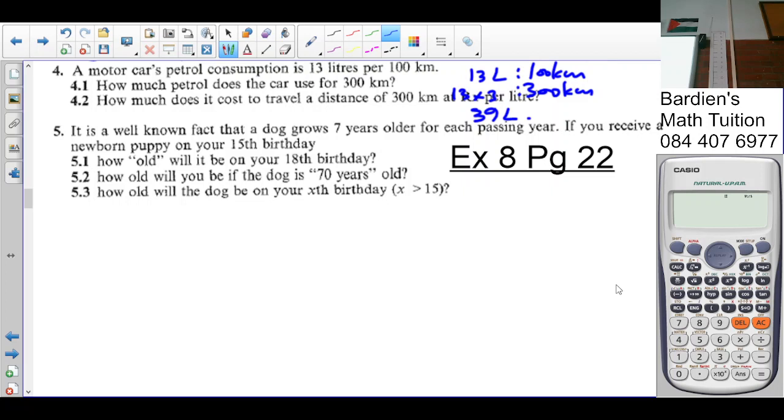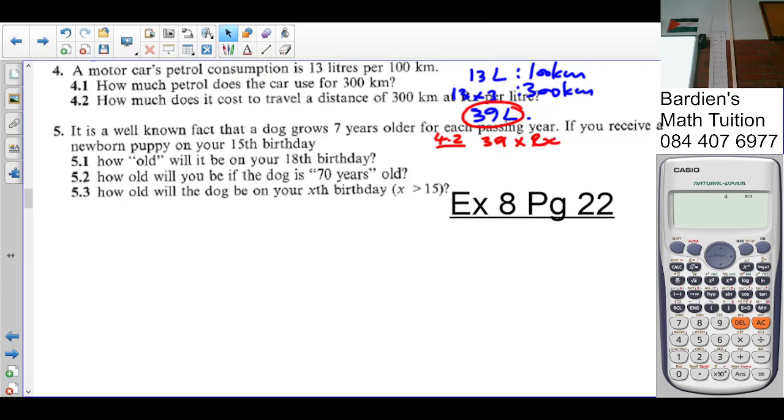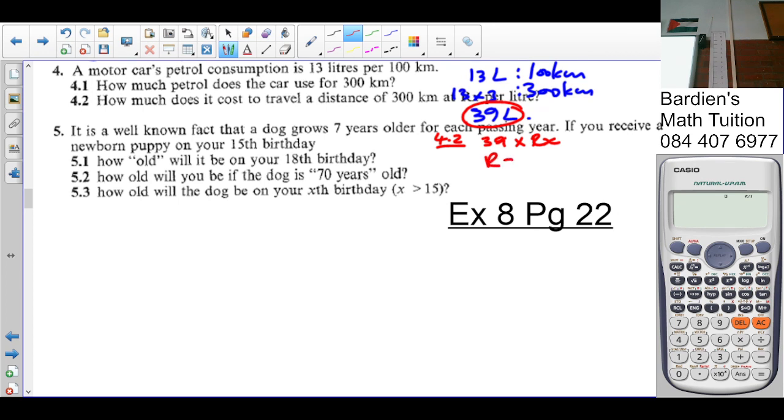Then 4.2 says, how much does it cost to travel a distance of 300 kilometers at Rx rand per liter? So how many liters are you using here? 39 liters. So I must multiply 39 times Rx. So that will give us an answer of 39x. Or 39 times Rx will give you the full calculation. Okay, you guys got it?